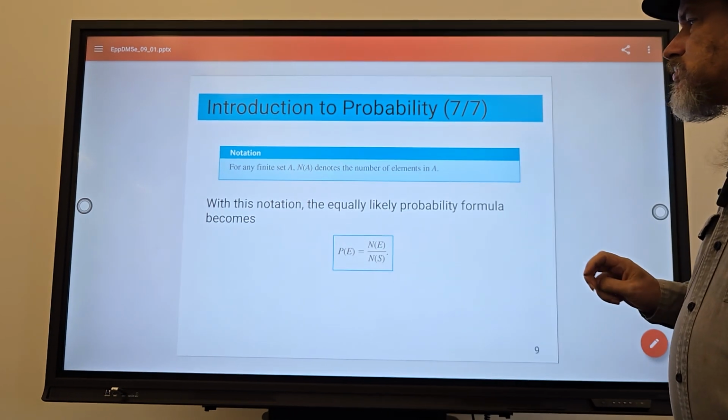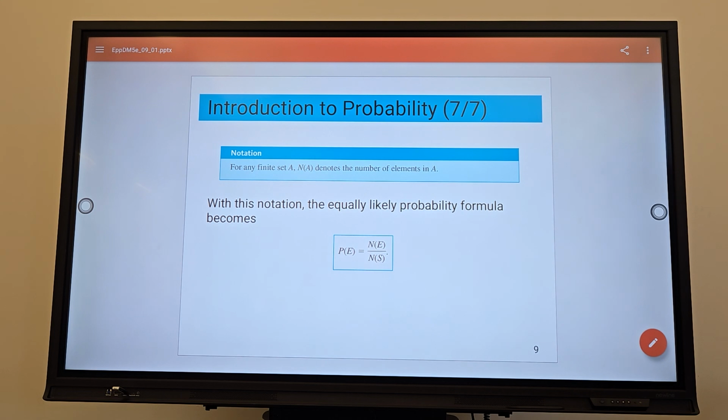That is the probability. For any finite set A, N(A) denotes the number of elements in A. With this notation, the equally likely probability formula becomes: the number of outcomes in the event divided by the number in the sample space equals the probability of the event. So N(E) over N(S) equals P(E).